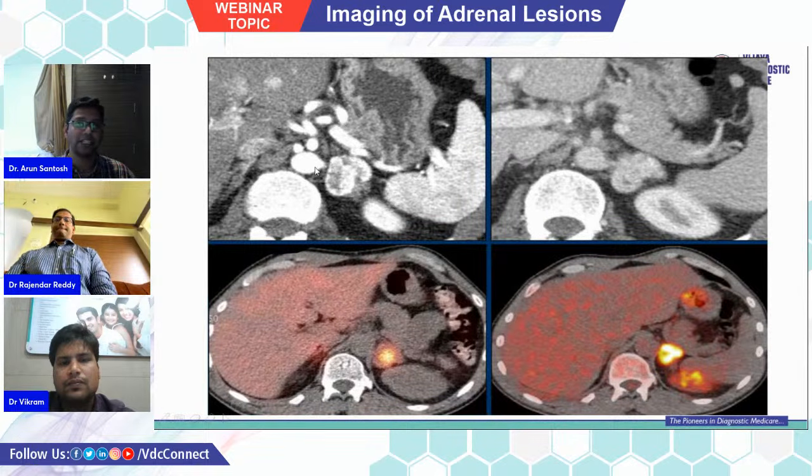Here we can see the lesion. This is the arterial phase and the venous phase. In the arterial phase itself, the lesion is showing significant bright enhancement with persistent enhancement in the venous phase. These are the supporting imaging features we can see here.